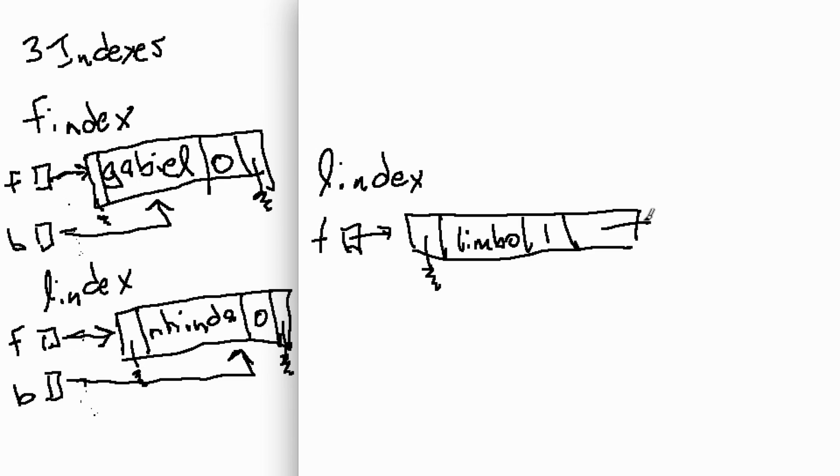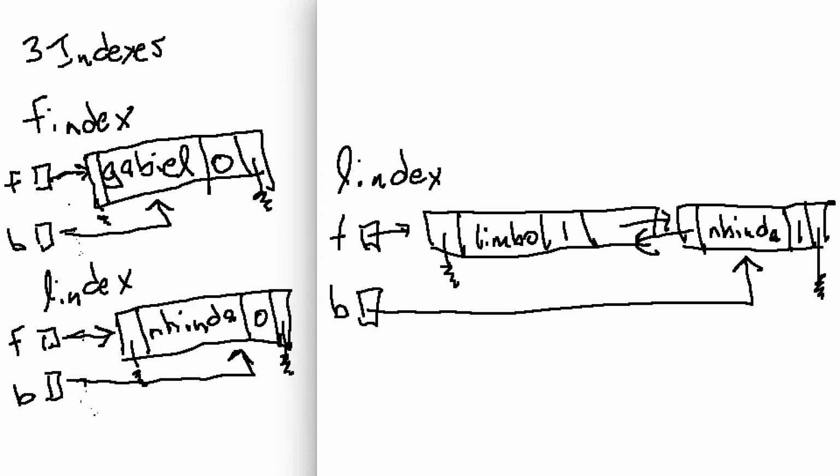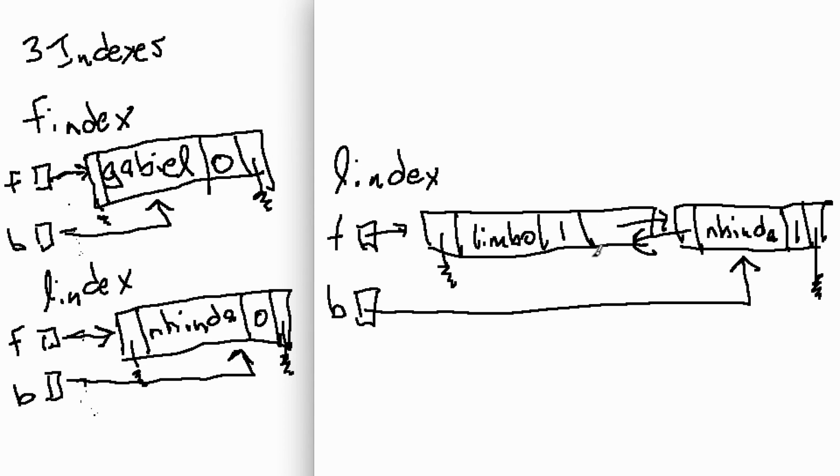This is going to point over to the second one here. This is going to be Ninda, N-I-N-D-A, and that's at record number 0. This will point back this way. This points to null, and there's a back pointer here that goes like that. So the L index, the last name index, has gone from this to this, and I hope that that's clear.